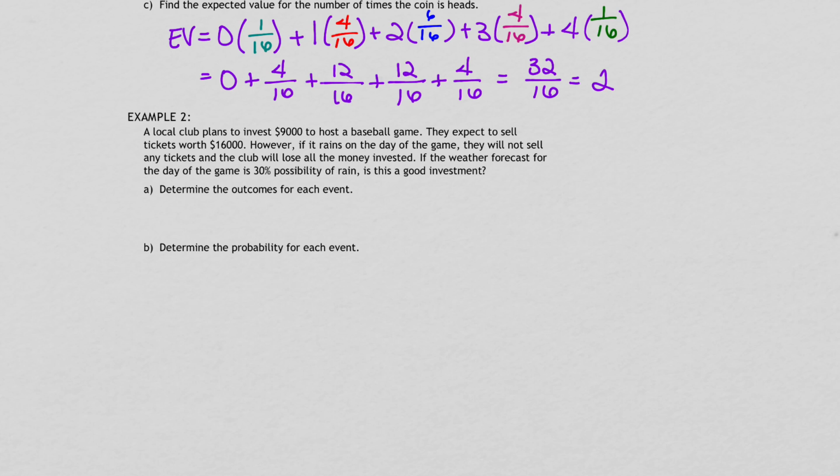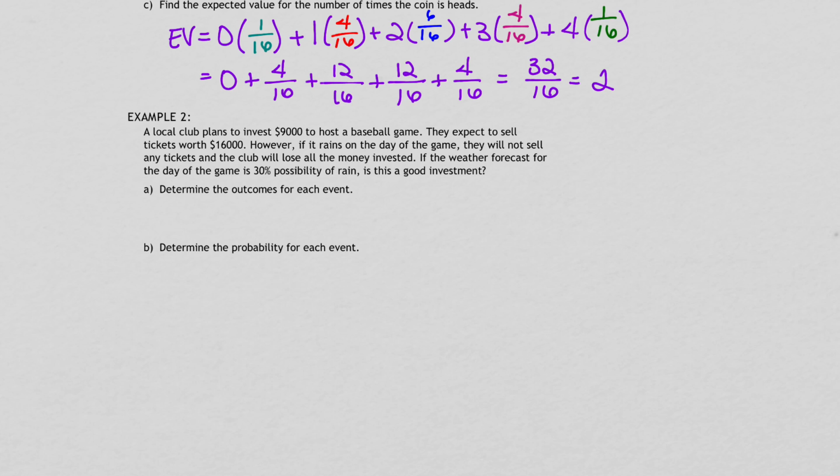They expect to sell tickets worth $16,000. However, if it rains on the day of the game, they will not sell any tickets, and the club will lose all the money invested. If the weather forecast for the day of the game is a 30% possibility of rain, is it a good investment? So there's 2 possibilities here.